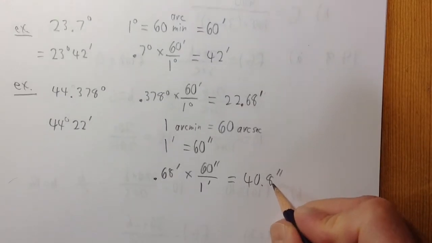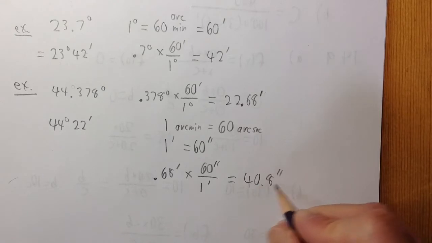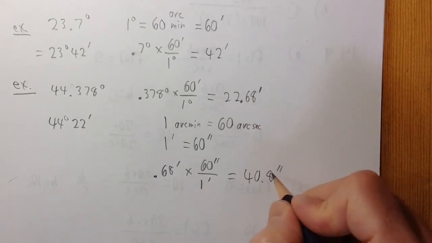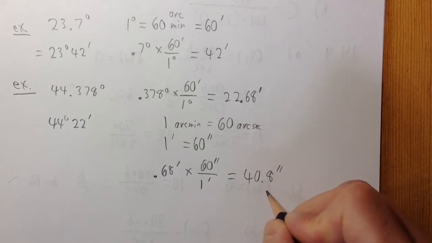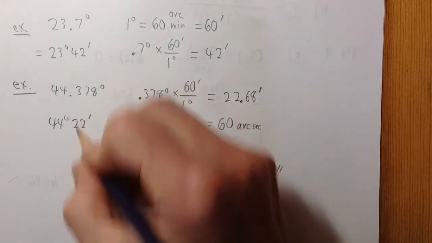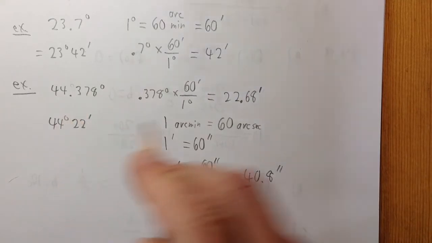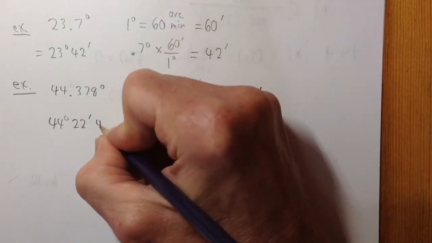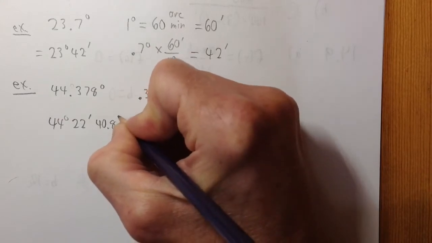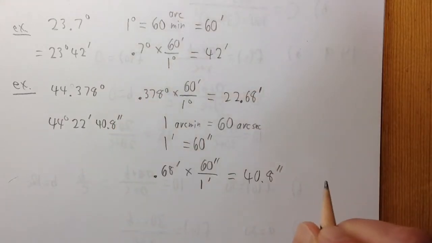I think a long time ago they just rounded off. Arc seconds are so small that they figured it's good enough, we'll just round off. But we're going to keep the decimals. So it's not perfect, we still use decimals, but only for the arc seconds. So finally, 44.378 degrees is 44 degrees, 22 arc minutes, and 40.8 arc seconds. And now we're done.